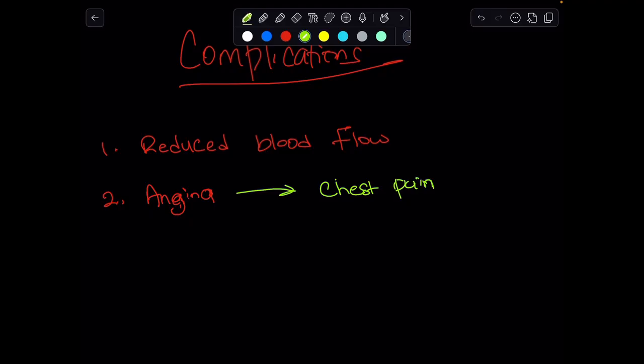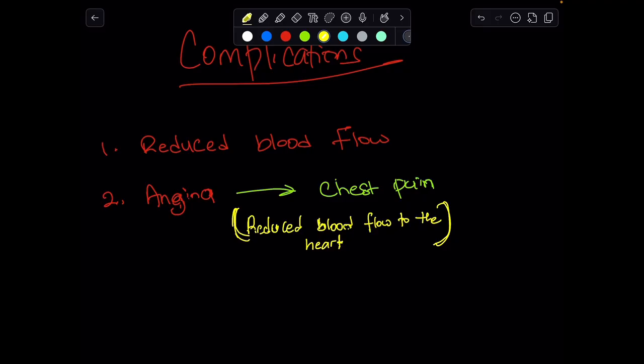So what does that mean? Why do we have chest pain, or why does angina happen? This is very important to understand. Chest pain, or angina, happens because of reduced blood flow to the heart. Sorry, guys, my pen is acting weird. This is why angina happens: reduced blood flow to the heart. Okay?